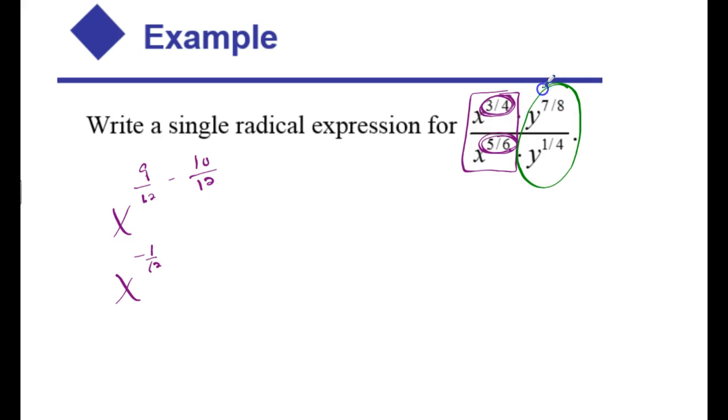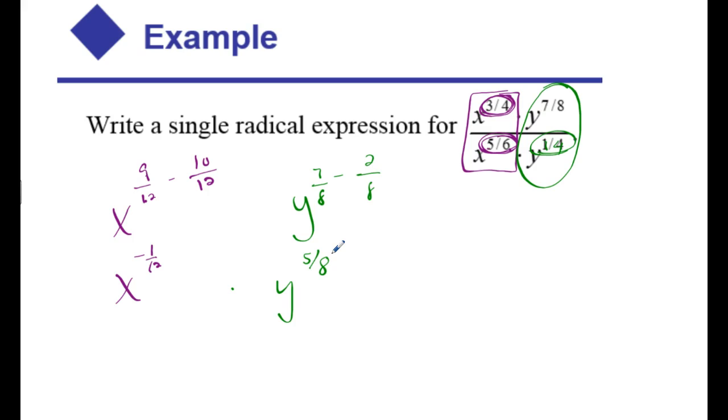And the nice thing is now I've got a common denominator of 12. Let's repeat the process with the y's. So y to the 7/8. Let's keep this 7/8, and I'll subtract off a common denominator of 8. So I have to multiply this 4 by 2. So 1 times 2 is 2, so 2/8 reduces to the 1/4. And 7/8 take away 2/8 is 5/8.